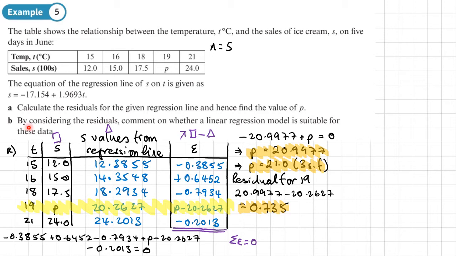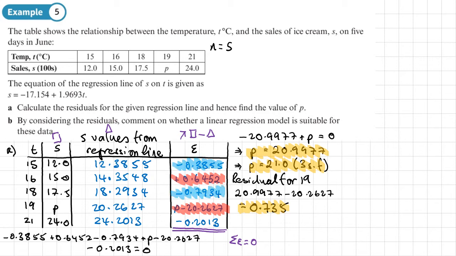So we can finish off part B by considering the residuals, comment on whether a regression model is suitable for these data. So is there a pattern to whether they're positive or negative residuals? Are they randomly distributed? Well, let's just highlight them. So the positive ones we'll highlight in red. So that's not positive, but this one's positive here. And we worked out the residual for 19, that was positive. And then these two were negative.